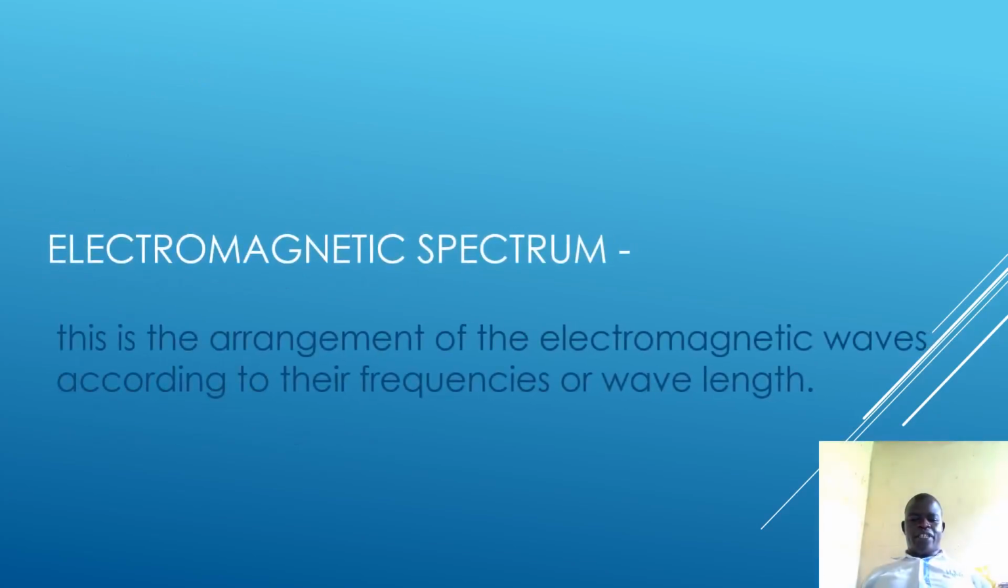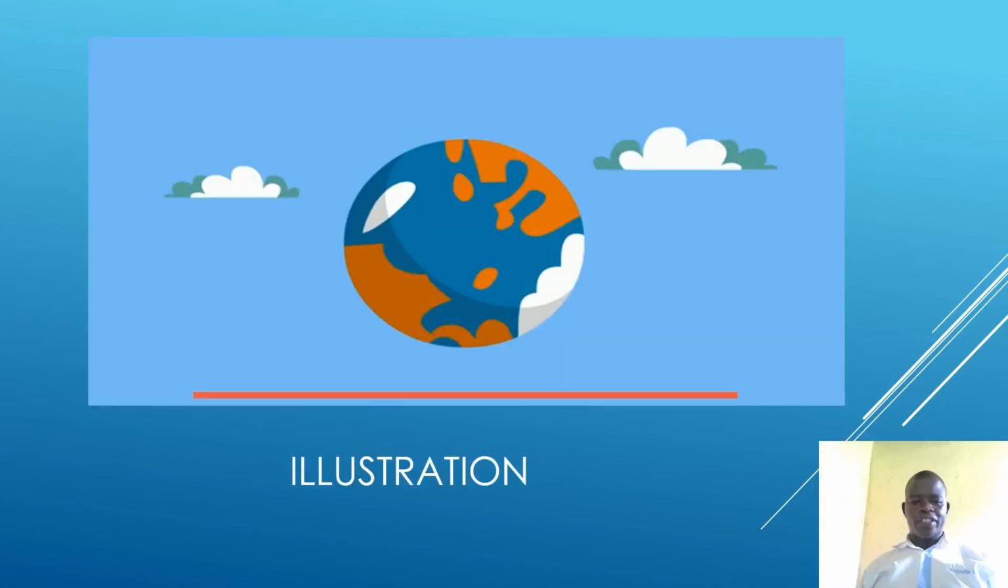What is the electromagnetic spectrum? This is the arrangement of the electromagnetic waves according to their frequencies or wavelengths. Now, this video will illustrate what electromagnetic waves are.